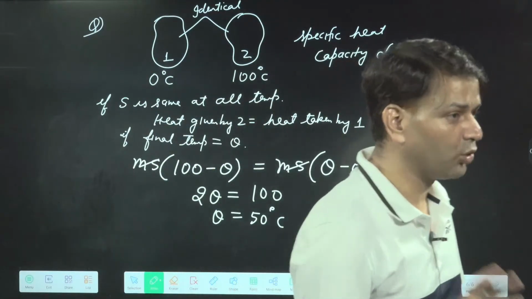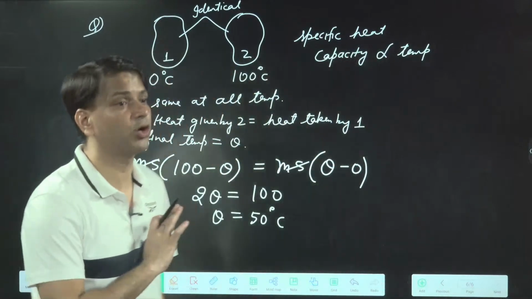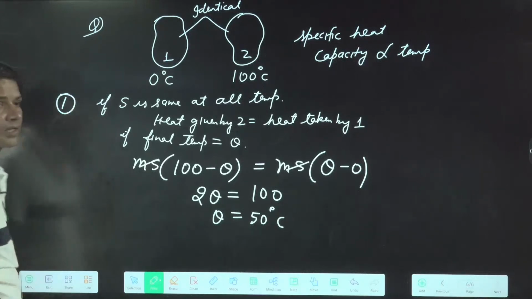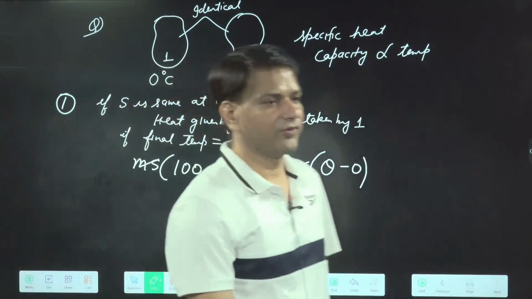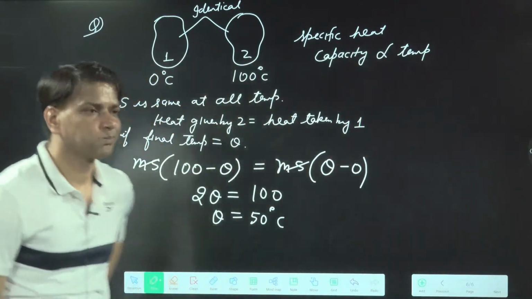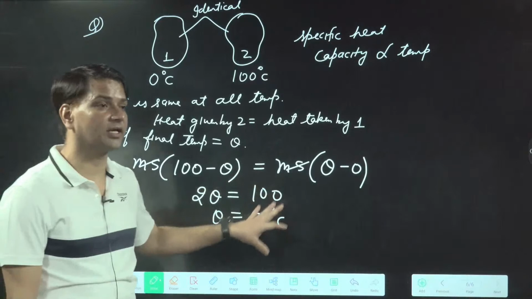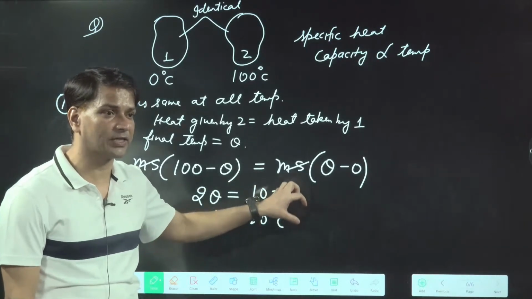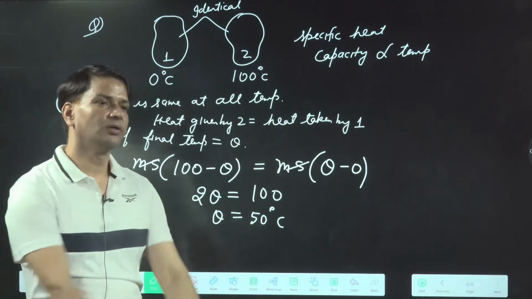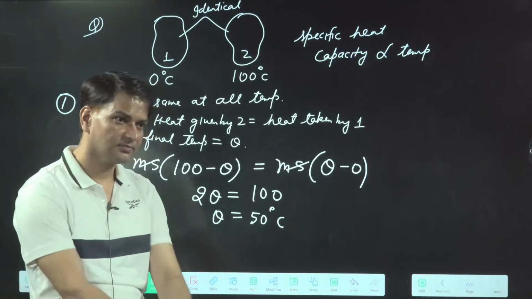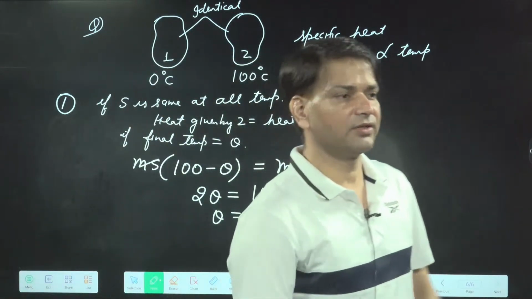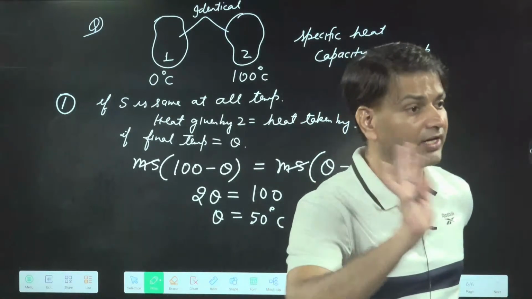When they are saying both bodies have equal specific heat, it does not depend upon temperature. Yes or no? Greater than 50. Okay, now you corrected the answer. This answer you will get when they are saying the specific heat of both bodies are equal. Yes or no? Okay, so the answer will be 50 when specific heats are equal.